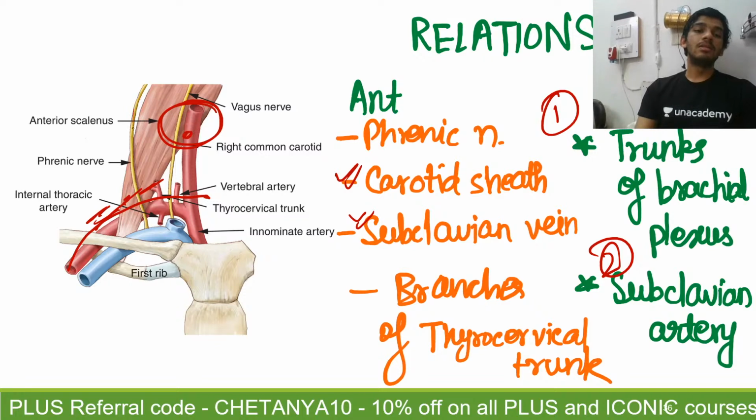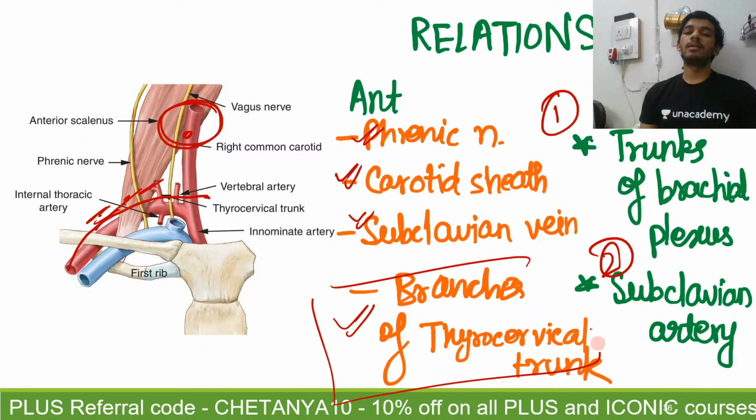Then the nerve running in front of the scalenus anterior very prominently is the phrenic nerve. And then you have the branches of the thyrocervical trunk, the first, second and third branch. They will all be going to the scalenus anterior. That is all you need to remember about the relations of the scalenus anterior.